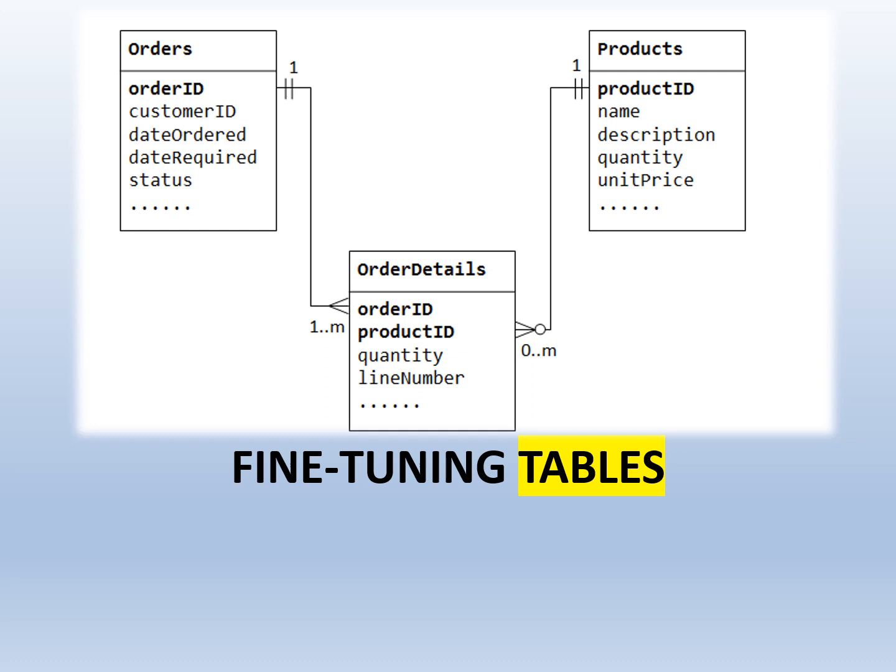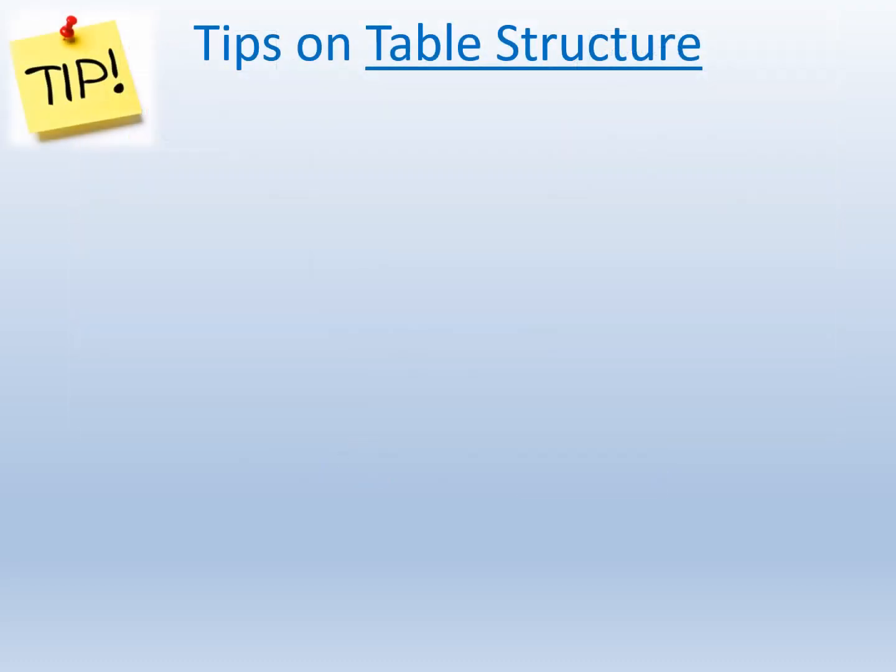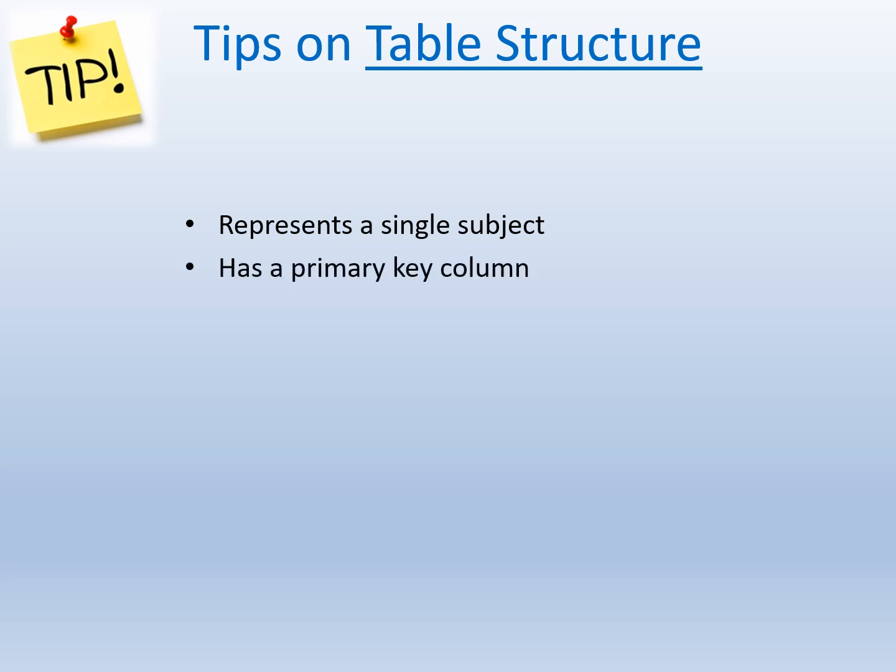We just reviewed fine-tuning columns, which are the basic structure of a table. A table consists of columns and rows, the rows being the values for those columns. Now let's take a look at fine-tuning tables. When designing a table, keep in mind that it represents a single subject. It must have a primary key column to uniquely identify each row in the table, and it cannot contain duplicate columns.